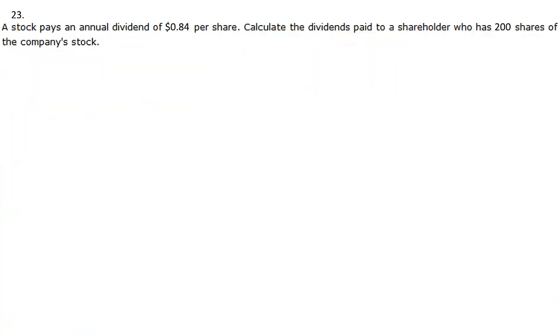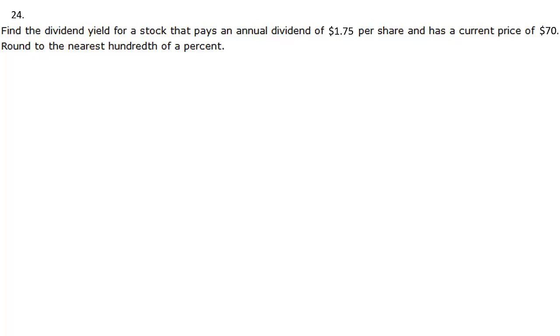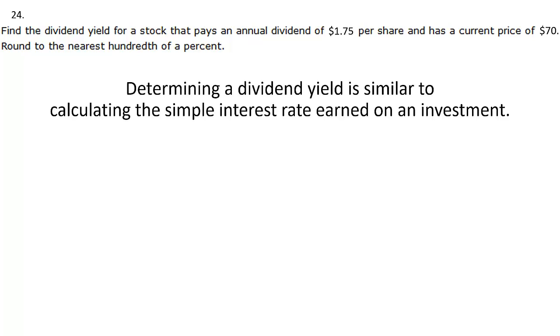Number 23, a stock pays an annual dividend of 84 cents per share. Calculate the dividends paid to a shareholder who has 200 shares of the company's stock. Number 24, find the dividend yield for a stock that pays an annual dividend of $1.75 per share and has a current price of $70. Round to the nearest hundredth of a percent.